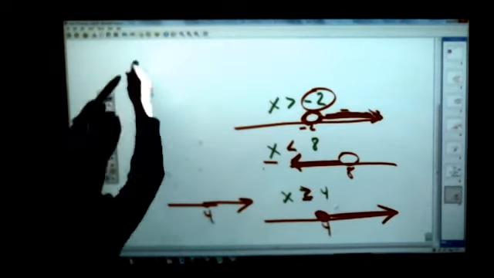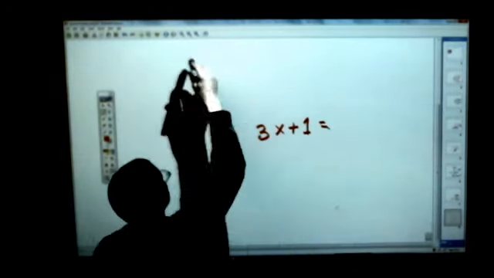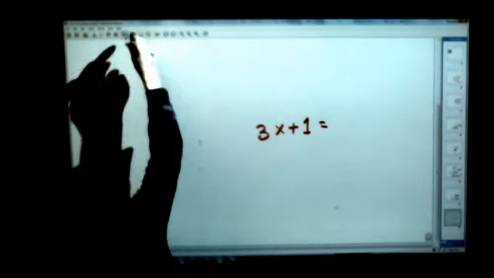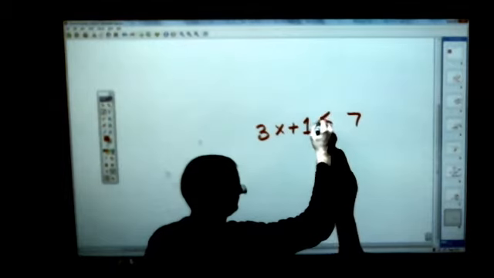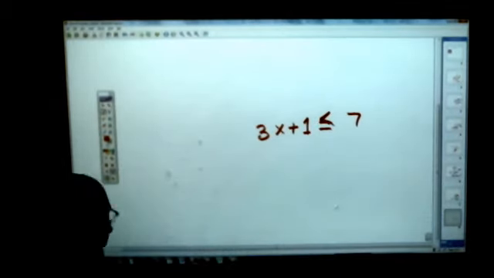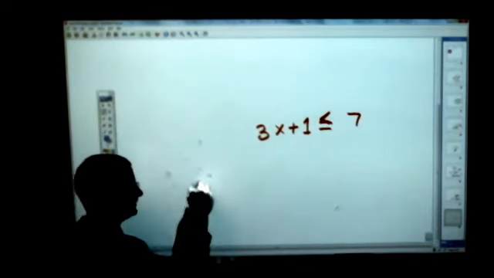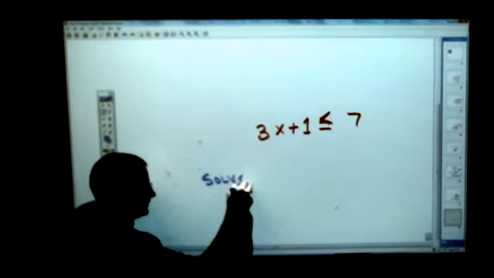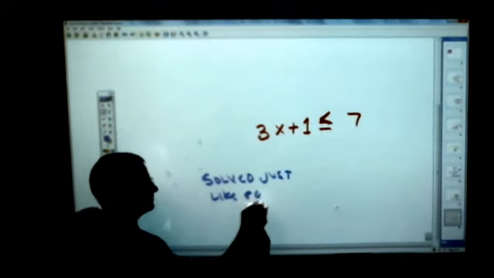Now, lest you thought that was all, children, you are going to have to sometimes solve inequalities like this. 3x plus 1 equals, I'm sorry, not equals, but is less than or equal to 7. Please know, ladies and gentlemen, you solve inequalities just like equations.